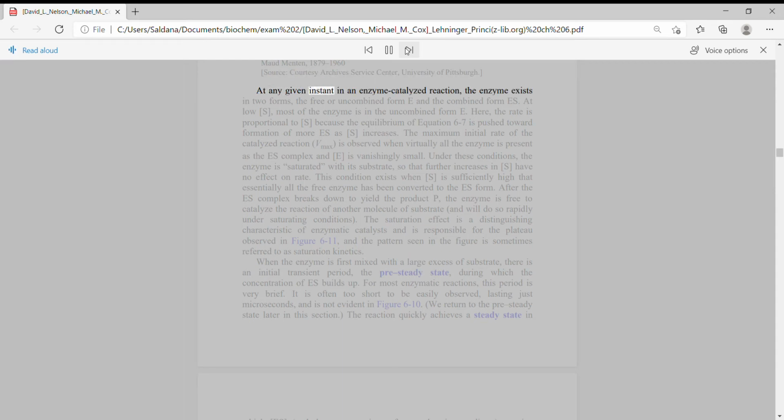At any given instant in an enzyme-catalyzed reaction, the enzyme exists in two forms, the free or uncombined form E, and the combined form ES. At low S, most of the enzyme is in the uncombined form E. Here, the rate is proportional to S, because the equilibrium of Equation 6-7 is pushed toward formation of more ES as S increases. The maximum initial rate of the catalyzed reaction, Vmax, is observed when virtually all the enzyme is present as the ES complex and E is vanishingly small.